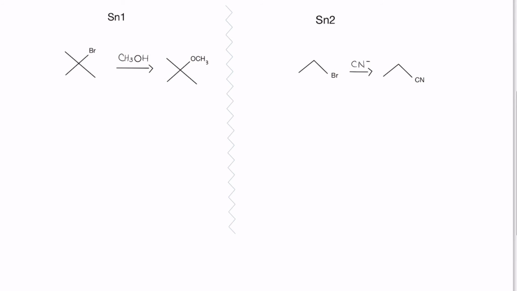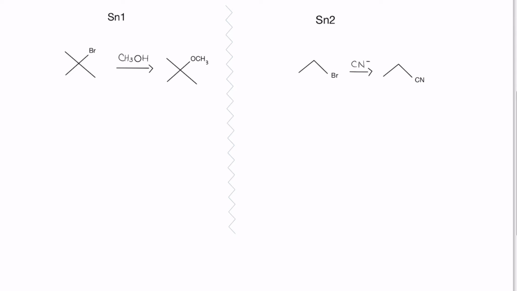First, let's examine the two mechanisms side by side so we can understand them better. On the left we have Sn1 and on the right we have Sn2. And if you notice, in each case the bromine is leaving and being substituted by this OCH3 group. And on the right the bromine is leaving and being substituted by this cyanide group.